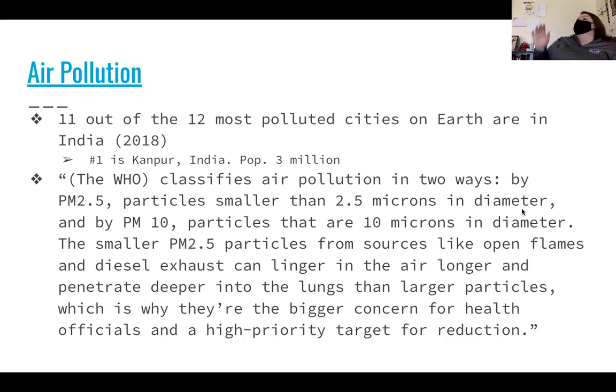So 10 microns are things you can physically get out of your way, like a little fuzzy, something you can keep from entering your body, versus 2.5s like exhaust fumes or other things you literally cannot see, where the only way to stop it is if you didn't breathe. That's why the 2.5s are a bigger concern for health officials and a high priority target, because they're things you can't avoid.